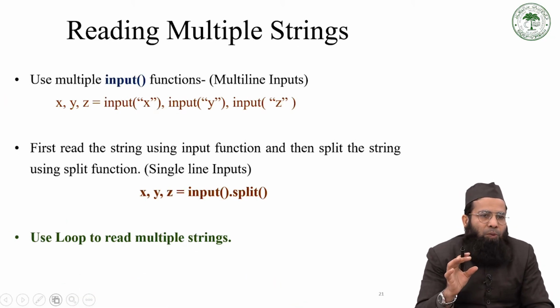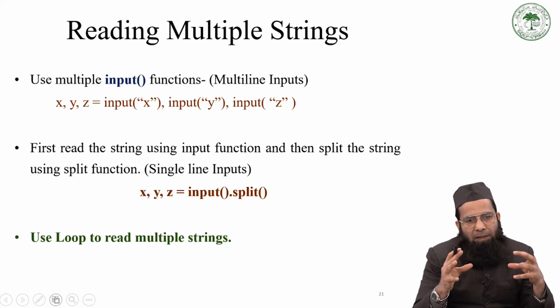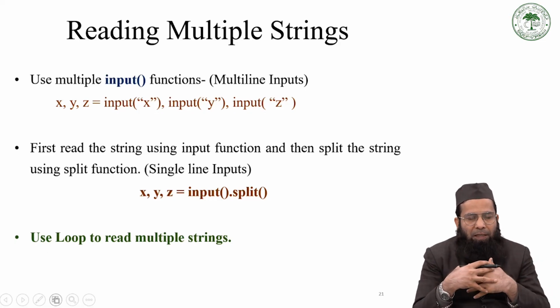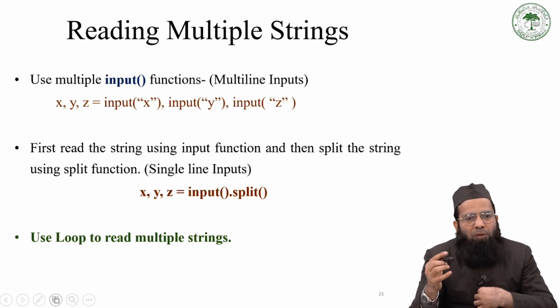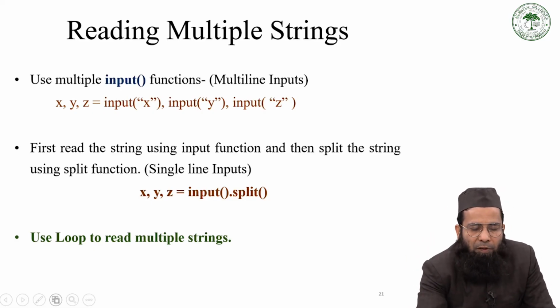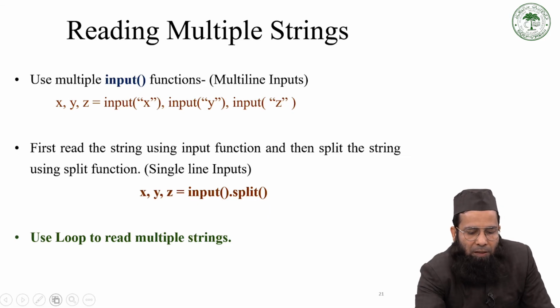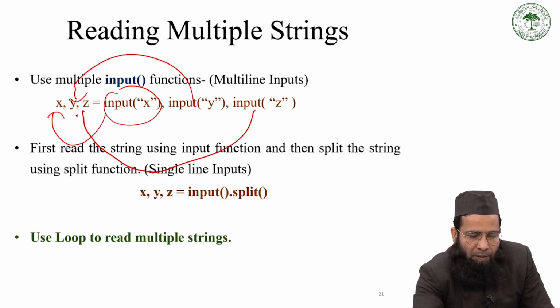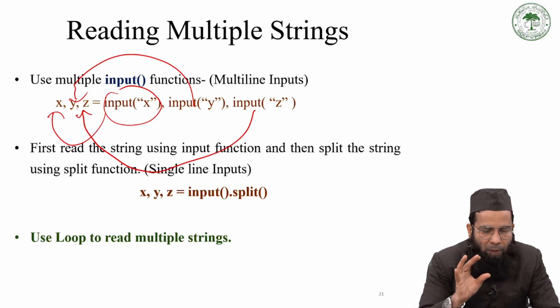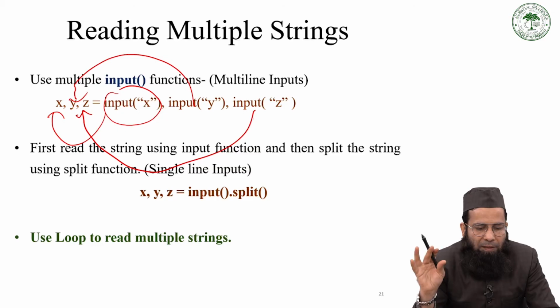And there is one way to read multiple strings, right? Suppose you want to read 3 strings at a time or 4 strings at a time. This is the simple way of reading multiple strings. In this case, this input will be supplied to X, this input will be supplied to Y, and this input will be supplied to Z. So the user needs to provide 3 different values, and they will be stored in X, Y, Z respectively.